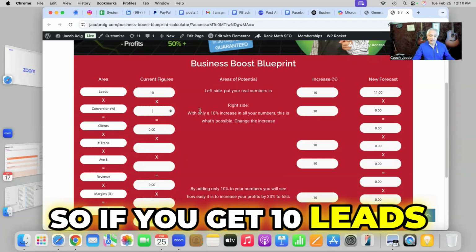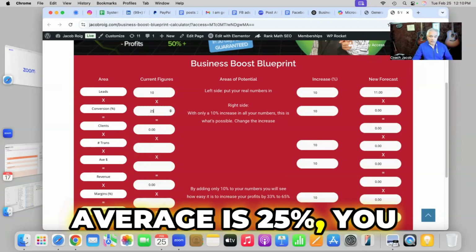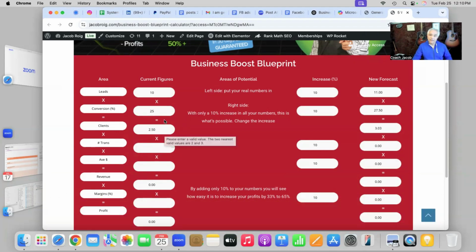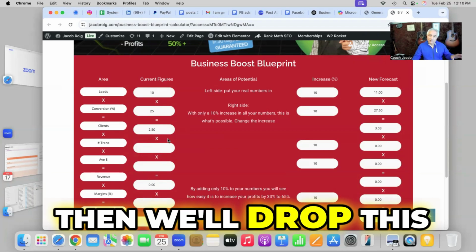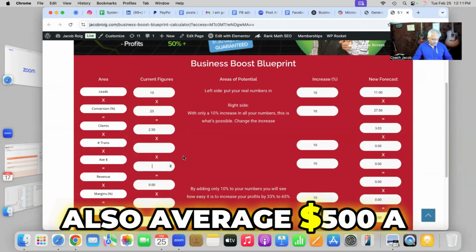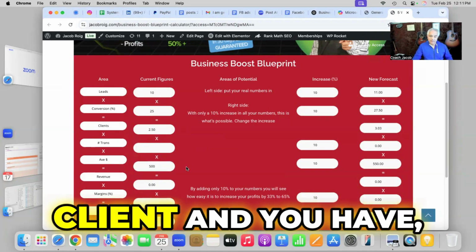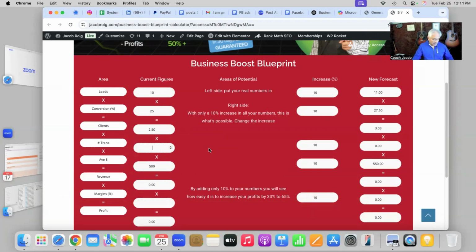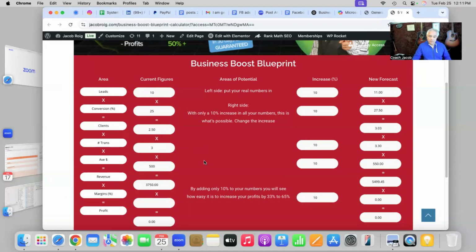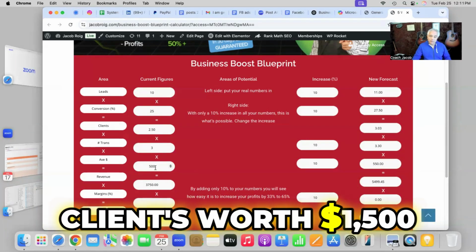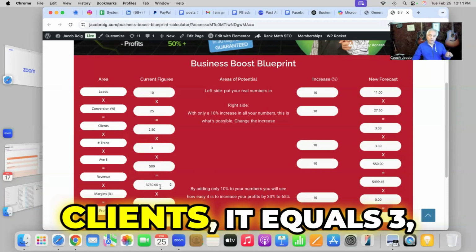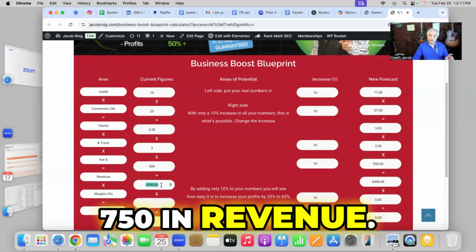So if you get 10 leads, and let's say the average is 25%, you convert 25%, that means you get about 2.5 clients a month. If it's less than that, then we'll drop this number down. But let's say you also average $500 a client. And you work with them monthly, so you work with them for 3 months minimum. So we're going to say your average client's worth $1,500, which is 3 times 500. If you take 2.5 clients, it equals $3,750 in revenue.